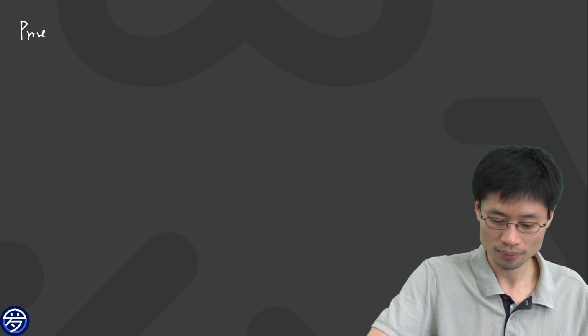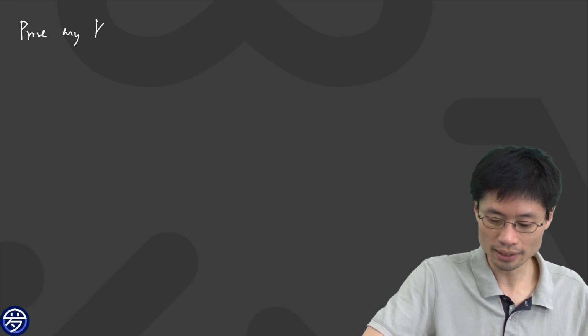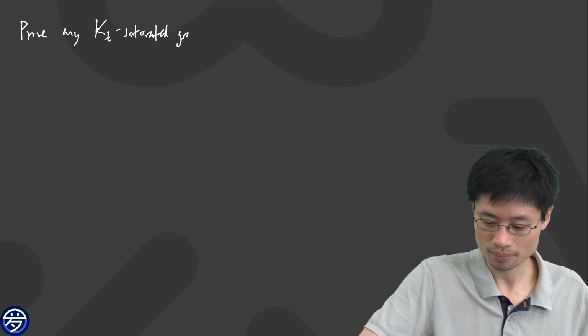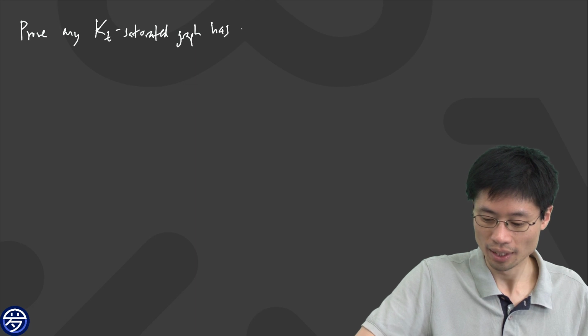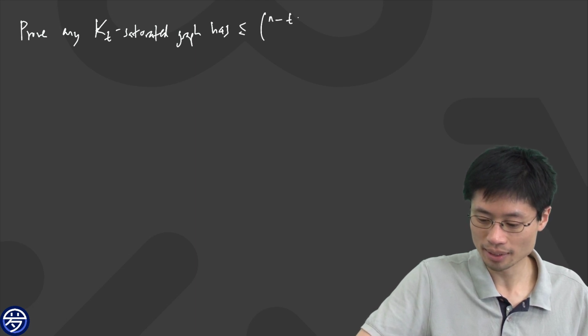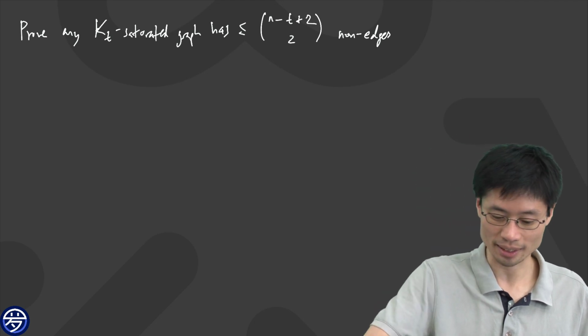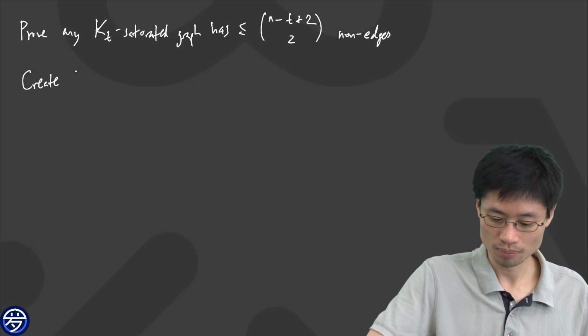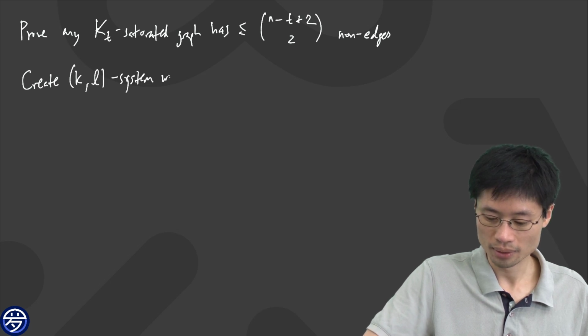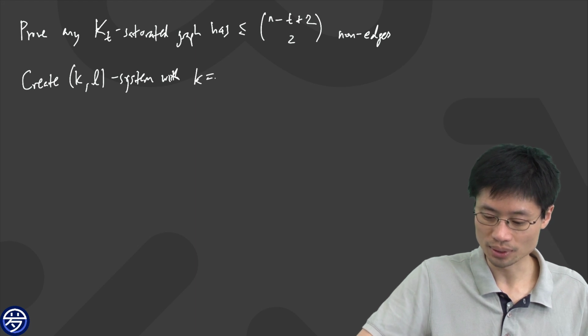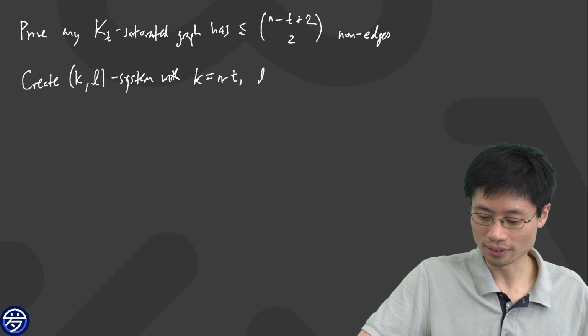So what we're going to do is let's prove that any KT saturated graph has at most n minus t plus 2 choose 2 non-edges. And the way you do that is we'll create a KL system with k equal to n minus t and l equal to 2.